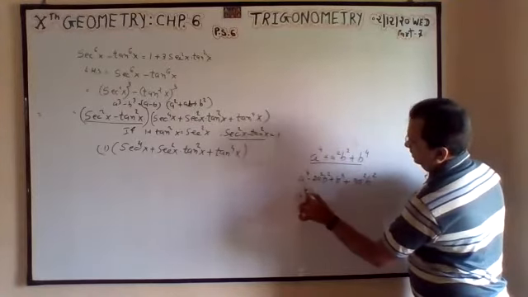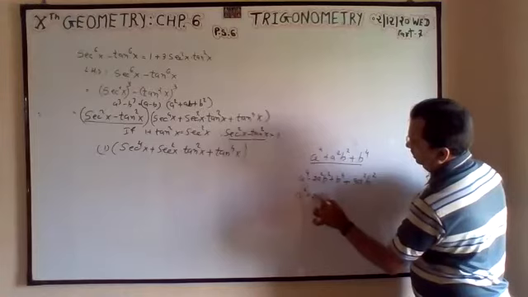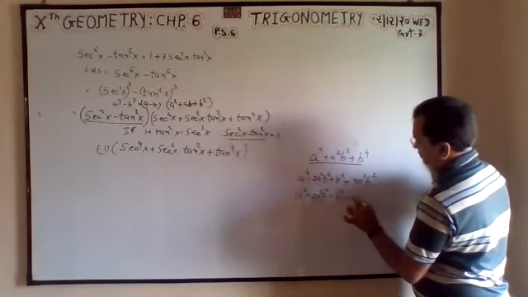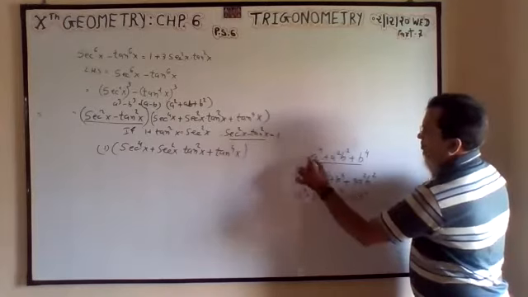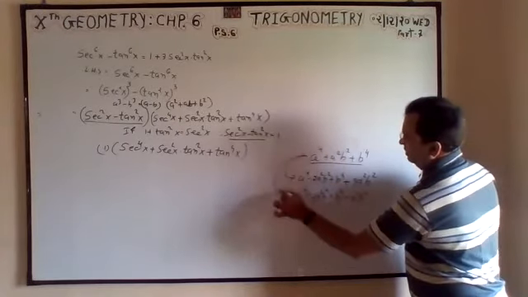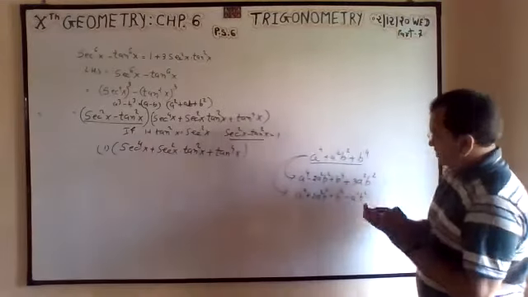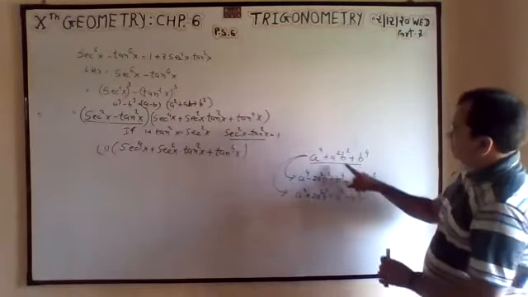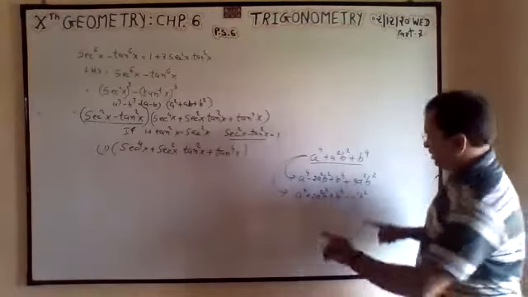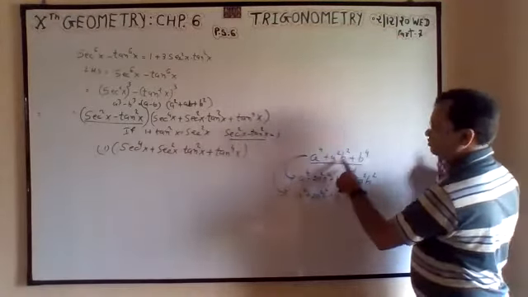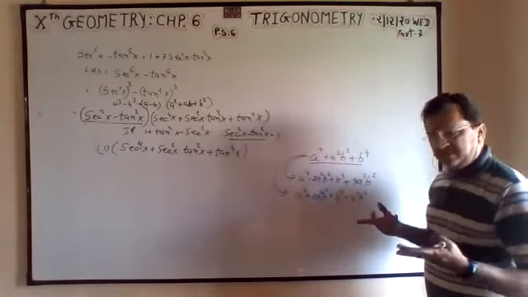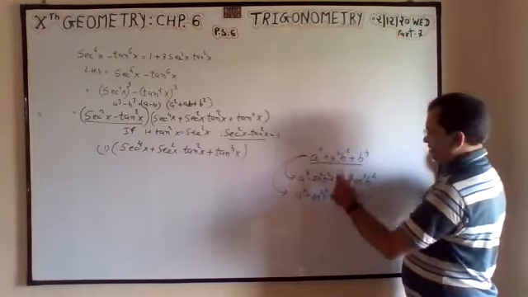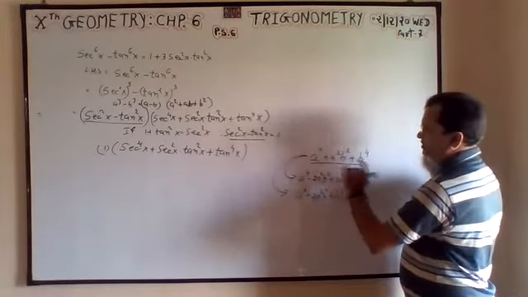Or I can write a raised to 4 plus 2 a square b square plus b raised to 4 minus a square b square. This same I can write. How? See, a raised to 4 in all, b raised to 4 in all. Now here 1 time a square b square. So 3 times minus 2 times is 1 time. Indirectly I have written 2 times minus 1 time, also it is 1 time.